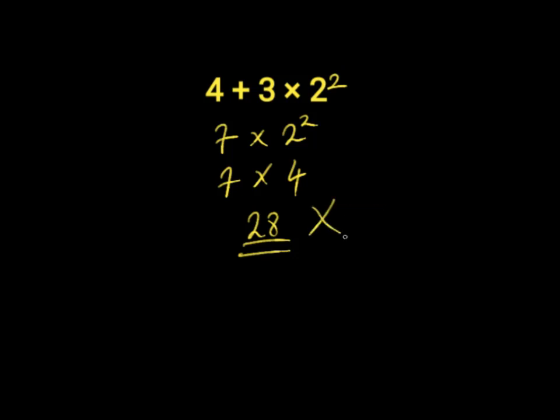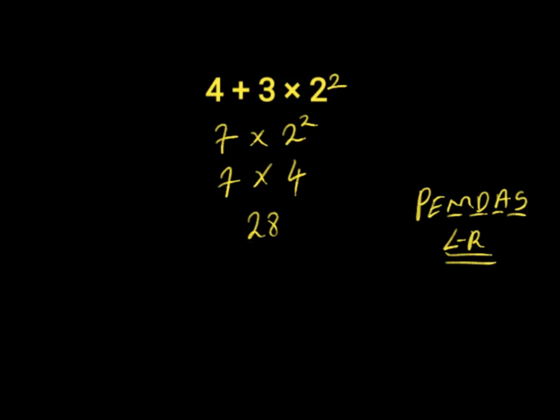28 is the wrong answer to this question because we did not work with the order of operations, which is PEMDAS. In PEMDAS, we have parentheses, exponents, multiplication, division, addition, and subtraction. Multiplication and division have equal priority, as do addition and subtraction, working from your left to your right, in order to arrive at the correct answer. Let us solve the right answer to this question.